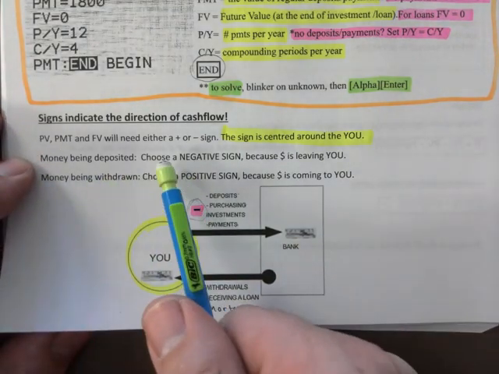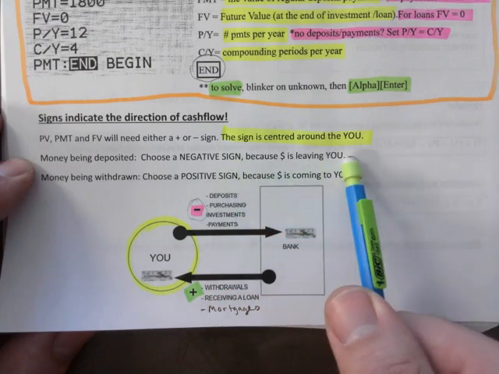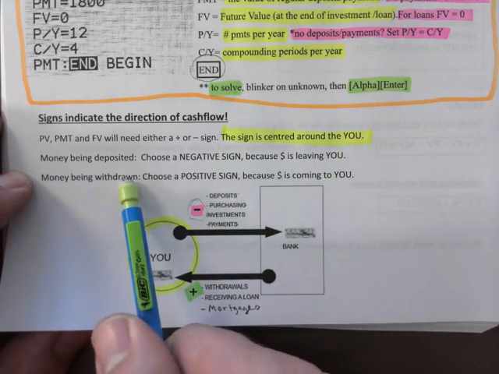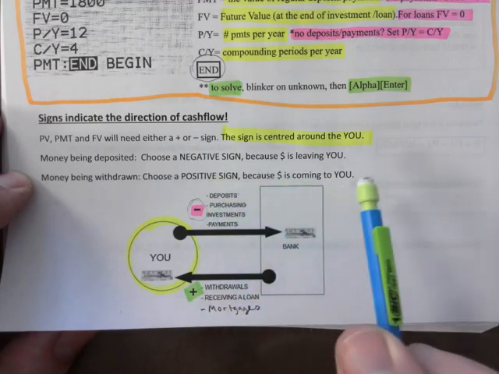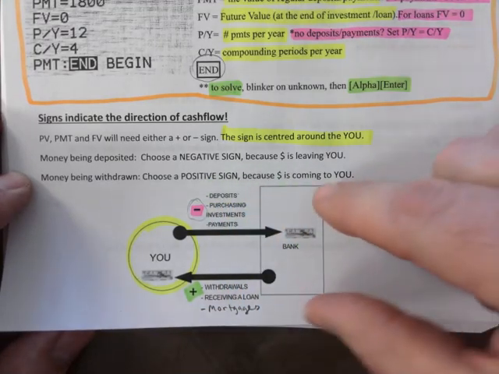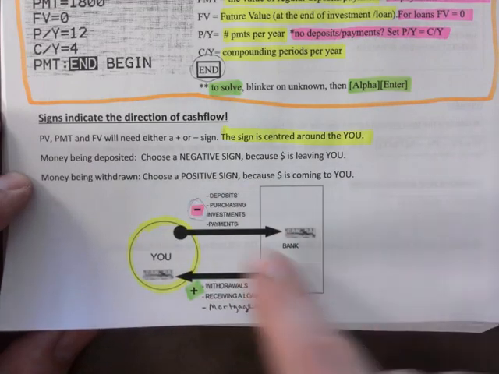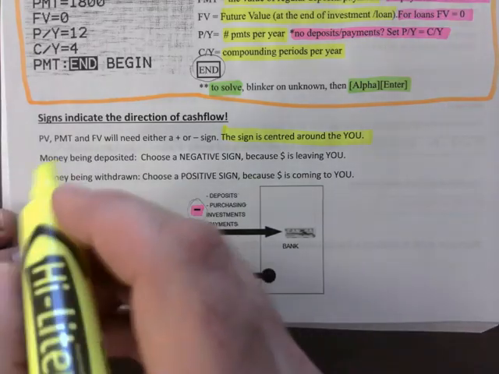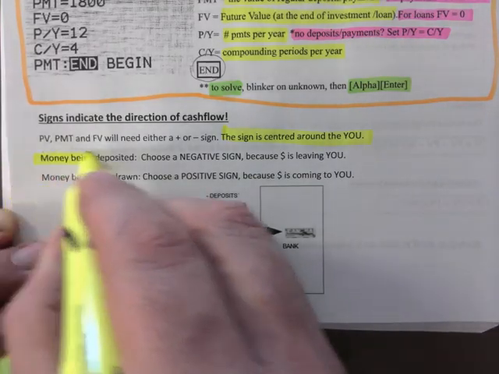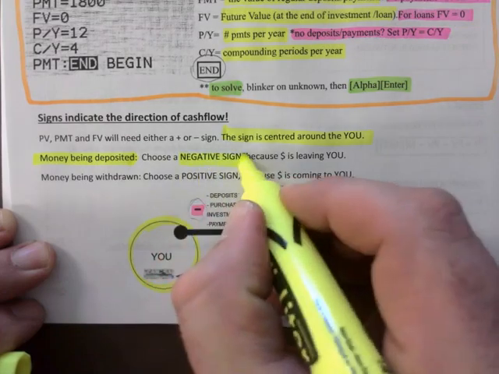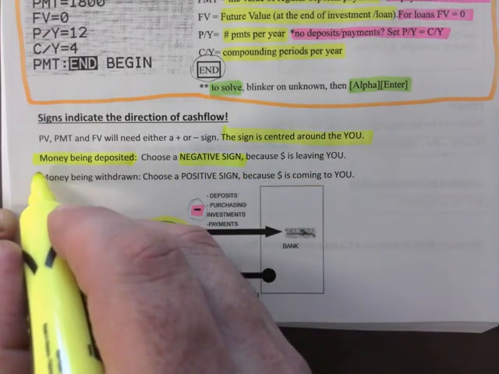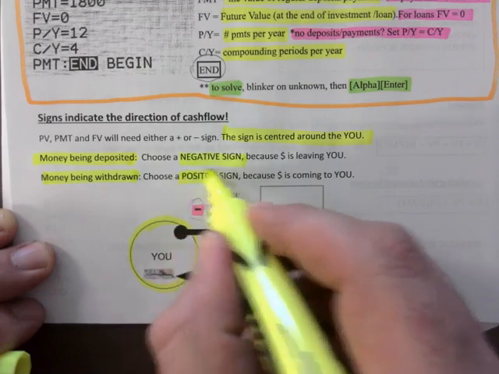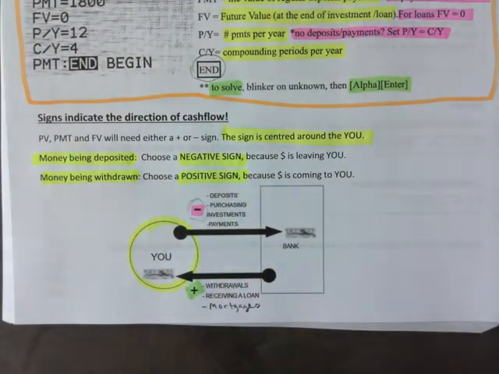Money being deposited, choose a negative sign because the money is leaving you. Money being withdrawn, choose a positive sign because money is coming to you. So whether you want this diagram here or these two, I'm just going to say because that's money being deposited, negative sign. If you withdraw money, positive sign. Okay, so that's basically how it goes.